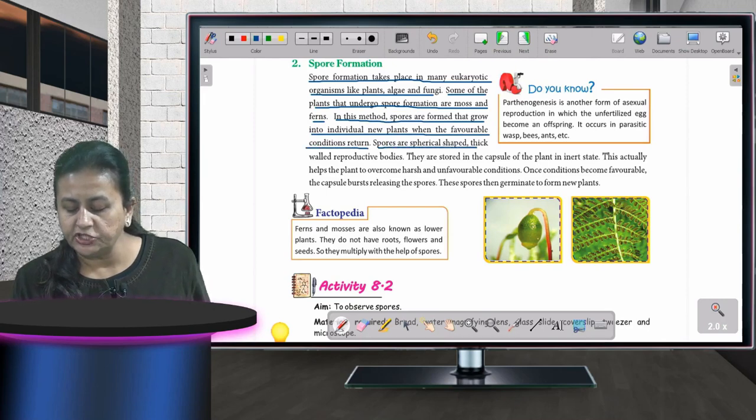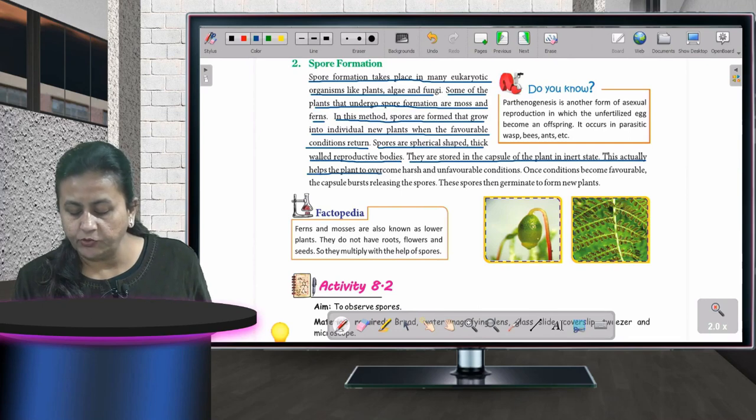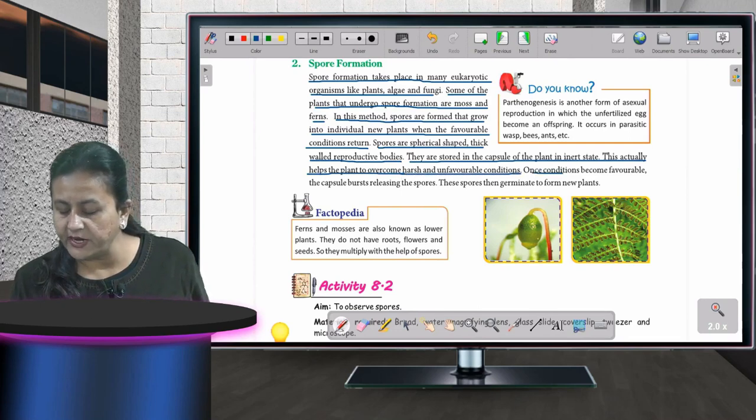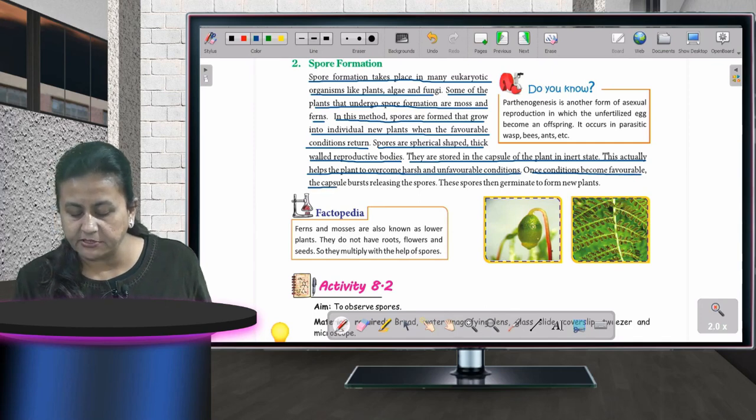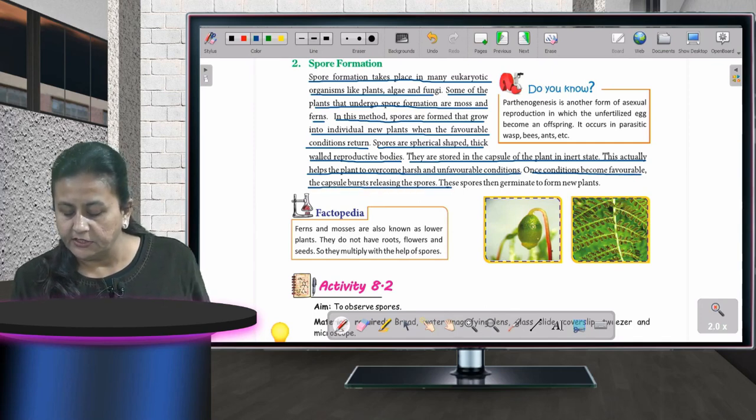Spores are spherical shaped, thick walled reproductive bodies. They are stored in the capsule of the plant in an inert state. This actually helps the plant to overcome harsh and unfavorable conditions. Once conditions become favorable, the capsule bursts, releasing the spores. These spores then germinate to form plants.